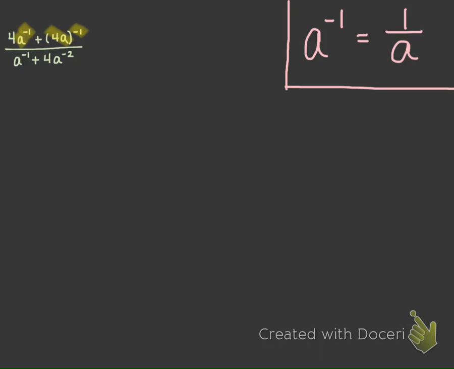Here we again have just a negative 1 and it's only touching an a. And here we have a negative 2, but it's only touching the a, so it does not affect the 4. So let's go ahead and rewrite this using our exponent rule and putting everything over a so that we can get rid of all the negative exponents and make this fraction a lot easier to read.